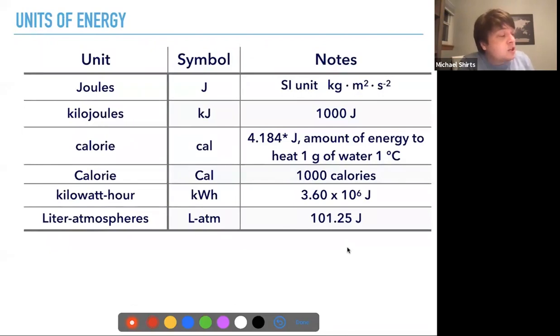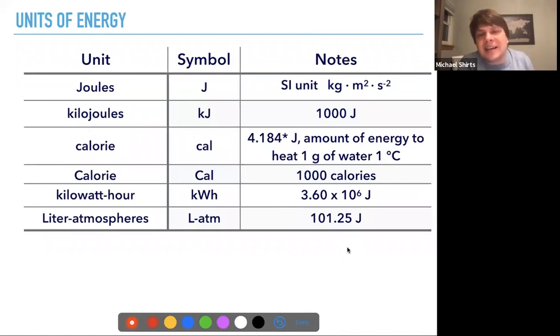Units of energy. You'll see a number of different units of energy. Joules is the most common. That's the SI unit, kilograms meters squared per second squared. Kilojoules is more the size of the energies that happen in chemical reactions, so that comes up a lot.